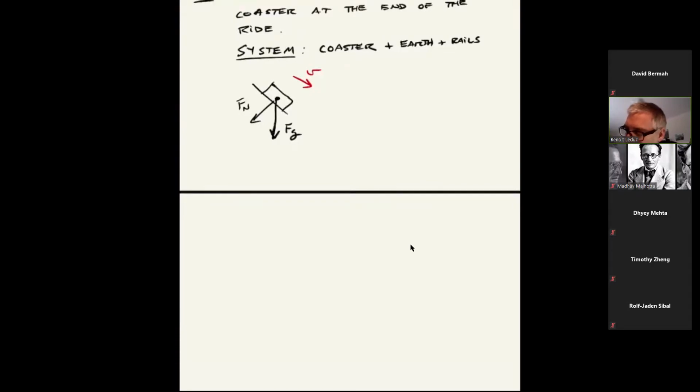All right. So the work done by the rails is 0, because the rails exert what we call a constraining force.